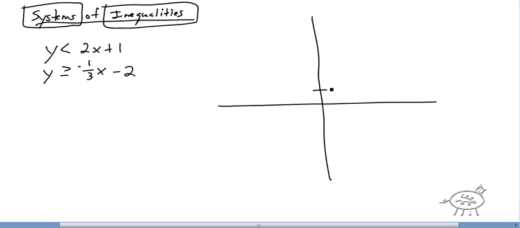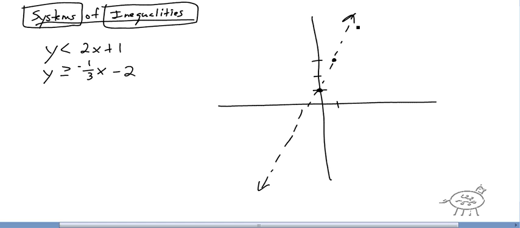As opposed to the first ones we did, where I asked you guys to plot as many points as you can to figure out where it's going to intersect. That's not as important. So here we got a 1, and then it's up 2 and over 1, up 2 and over 1. And notice it's a less than sign, so it's not an equal to there. So this is going to be a dotted line.